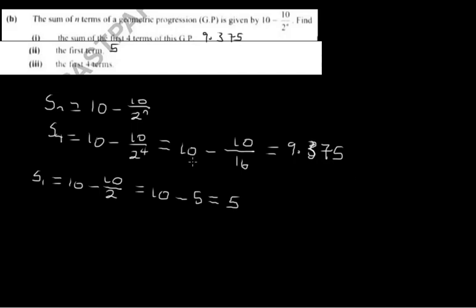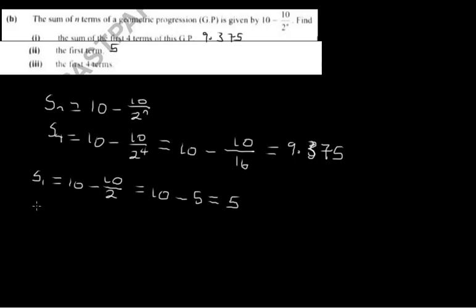So how do we find the first 4 terms? We find the sums of the terms in succession. So we find the sum of the first 2 terms and we subtract the first term. We find the sum of the first 3 terms, we subtract the sum of the first 2 terms, and lastly the sum of the first 4 terms minus the sum of the first 3 terms. Okay, so we start with finding the second term.